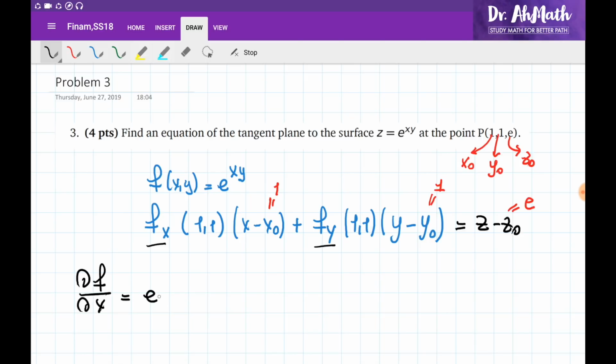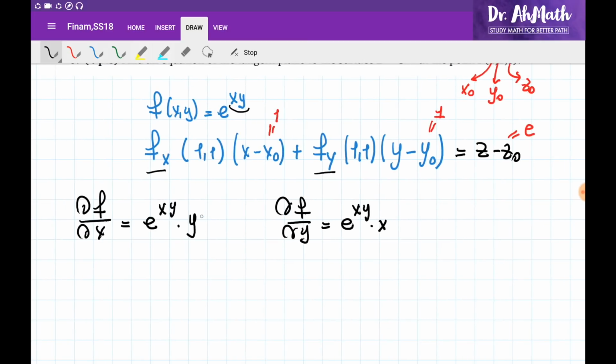So let's find the partial derivative of f with respect to x. It's going to be simply e to the power of xy multiplied by the derivative of xy with respect to x. Please note that when you take the derivative of a multivariable function with respect to x, you need to look at y as a constant. So the derivative of the constant y multiplied by x is simply y. And the derivative of f with respect to y is going to be e to the power of xy multiplied by x.